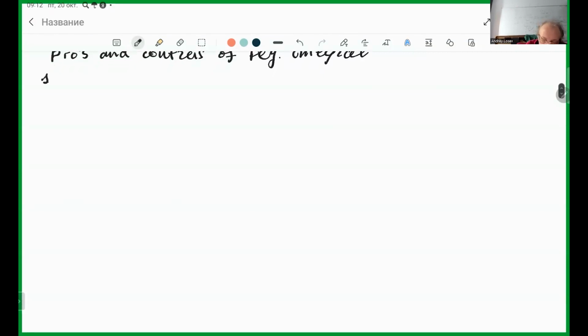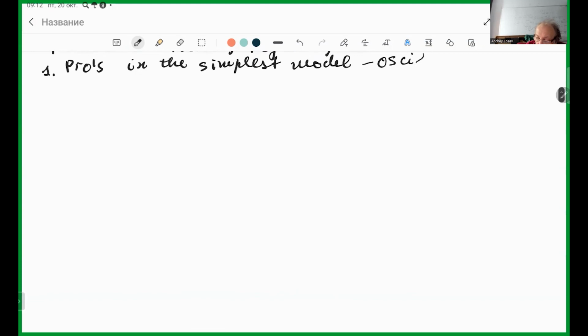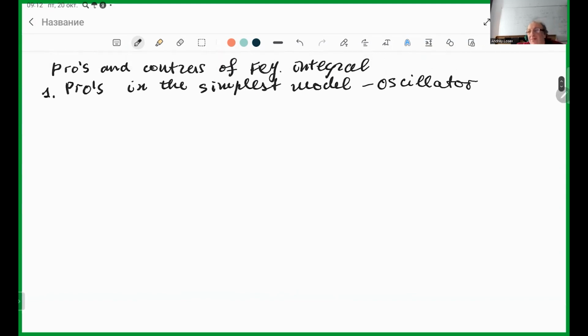So first I'll speak about pros in the simplest model. And this is oscillator. By the way, the art of mathematical physics is to find simplest models. Okay?